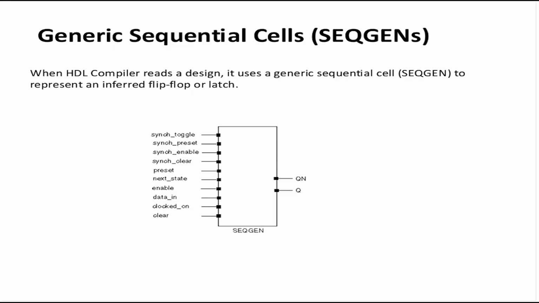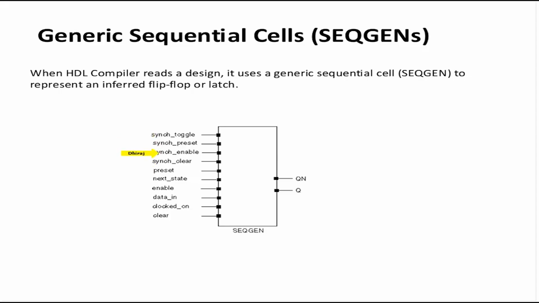Please note that this is a GTECH element. It is not a technology cell. It is not a standard cell library cell. It's a generic cell. As you can see, this generic cell contains clock, data in, clear and enable, which are asynchronous pins. Enable is asynchronous set. This is asynchronous reset. Next state, reset.